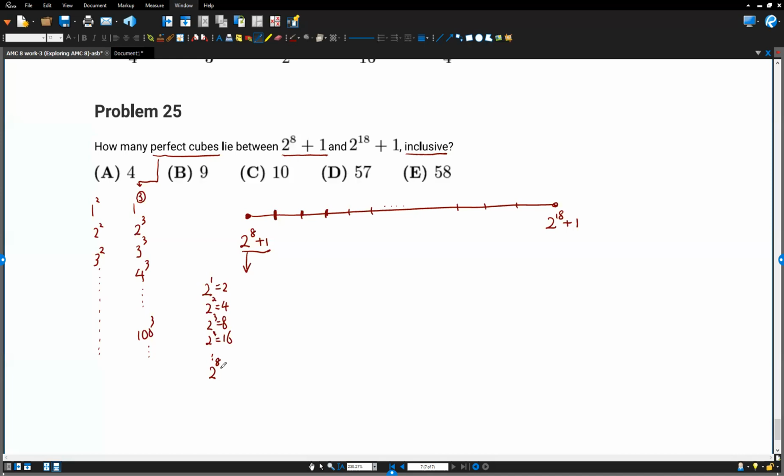You can continue, right? 2 to the 9, no, 2 to the 8 is 256. 2 to the 9 is 512. 2 to the 10 is now 1,024. 2 to the 11 is 2,048. 2 to the 12 is 4,096. You're going to memorize up to these numbers.